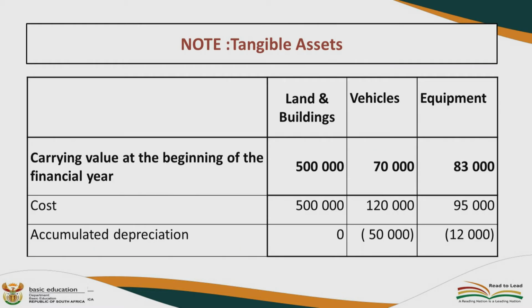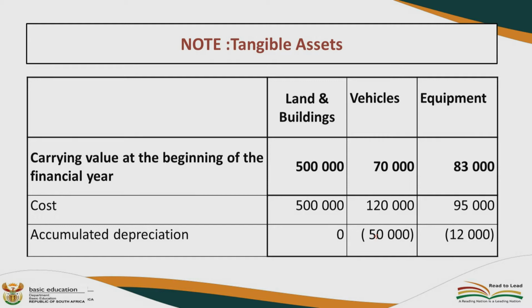Here's our note on tangible assets. I've already indicated to you that your equipment, as well as your vehicles, will always depreciate. Look at the depreciation here. For your vehicles, the depreciation is 50,000 and the cost price was 120,000. Remember that we said that the cost price, according to the GAAP principle, must always be reflected for all the assets, irrespective of their appreciation or depreciation in value.